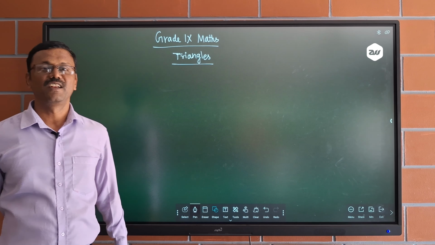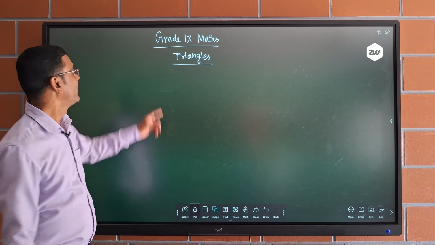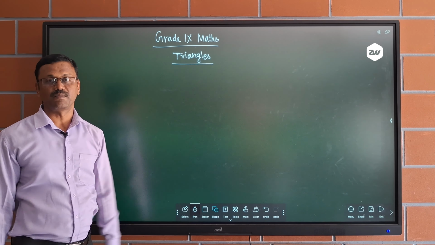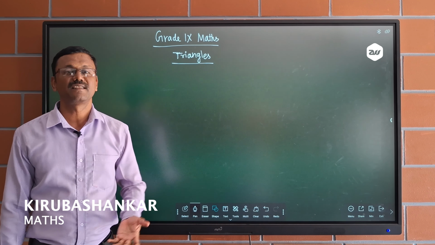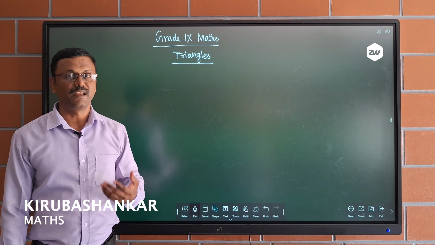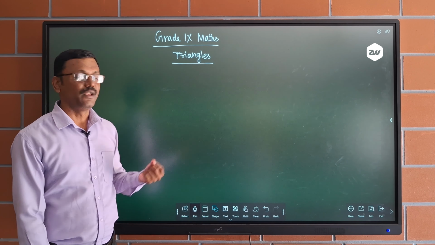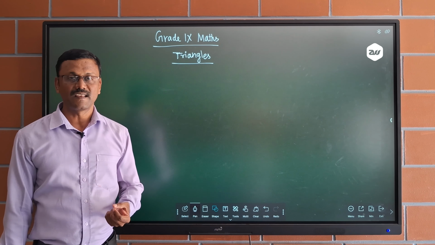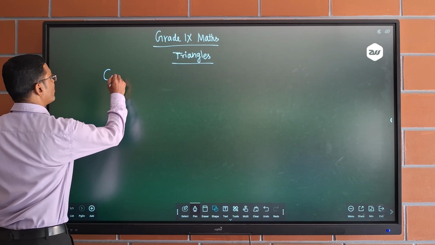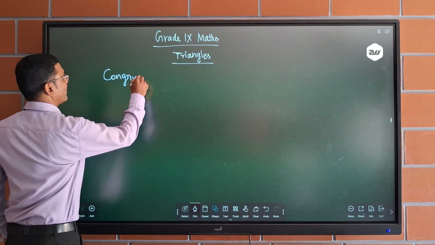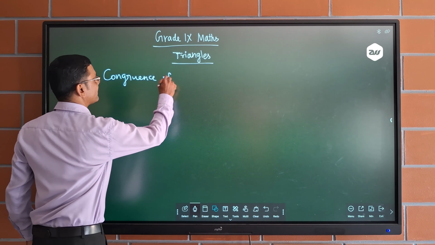Hello everyone, in today's class we are going to study the grade 9 maths triangles chapter. Already in earlier classes we have studied triangles and their properties. Today in class we are seeing a new concept, that is congruence of triangles. What is that? Congruence of triangles.